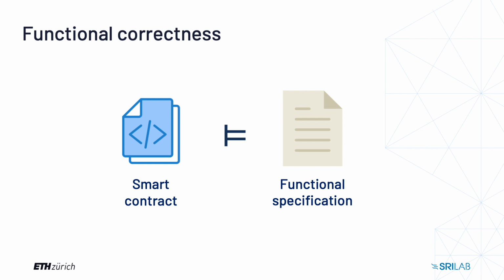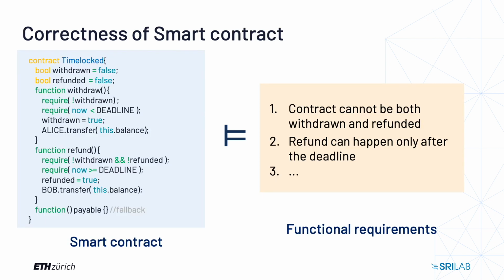One of the ways to prove the absence of bugs is to certify the functional correctness of the smart contract. For a given smart contract application, developers can come up with a functional specification and prove that any behavior of the system fits it. Let's take a look at what a formal specification can look like.